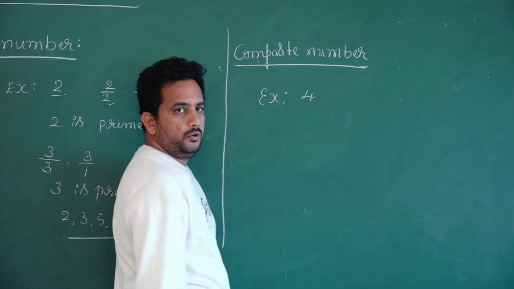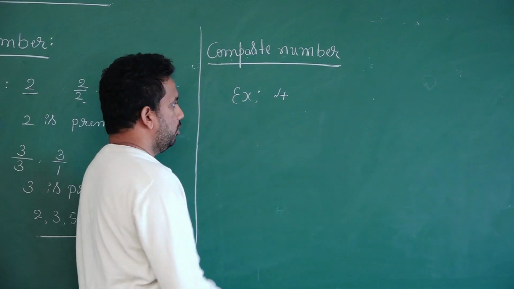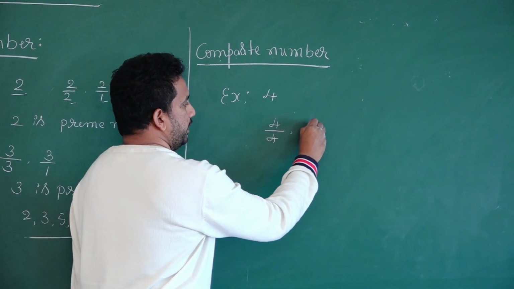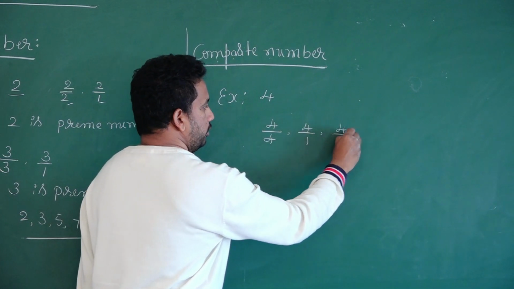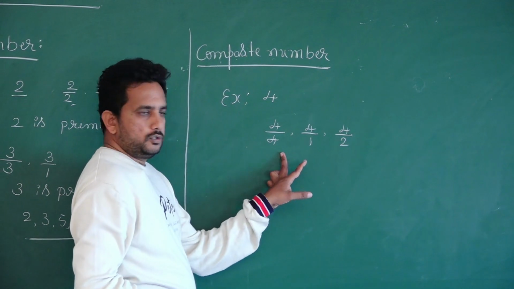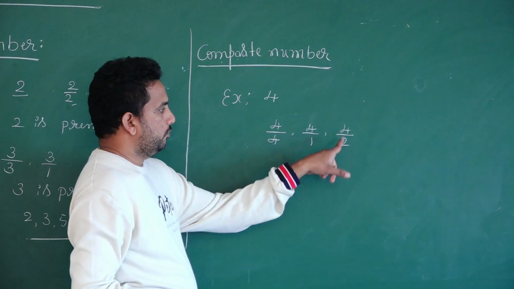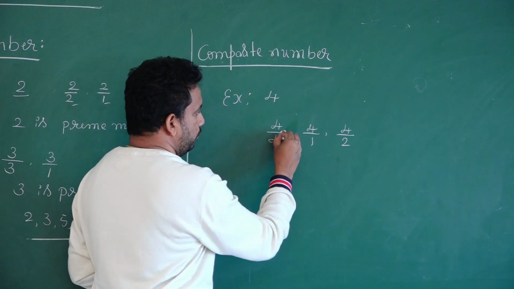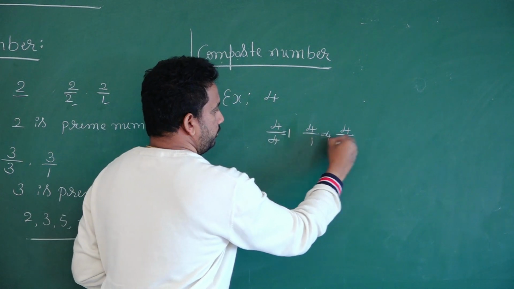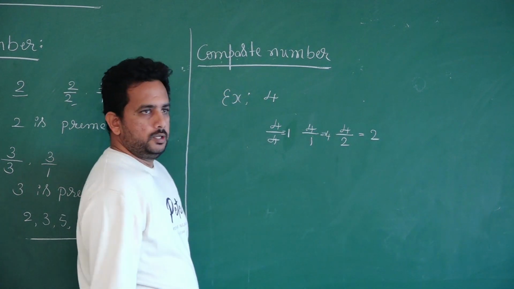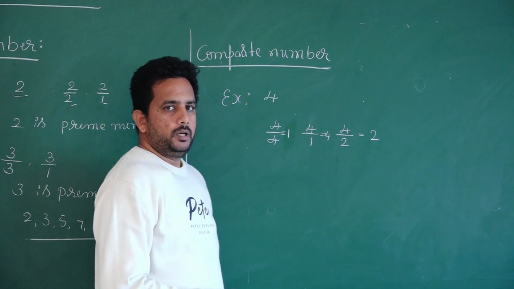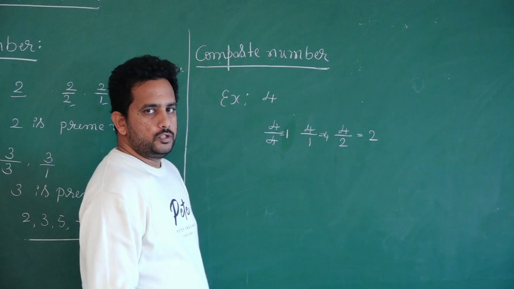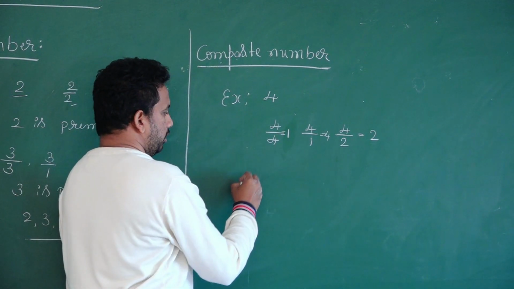4. 4 is a composite number. Why do we call 4 a composite number? 4 can be divided by 4, by 1, and also by 2. So other than 1 and 4, 4 is also divisible by 2. Therefore we can say that 4 is a composite number. When you divide a number by another number and get a whole number, then it is called a composite number.